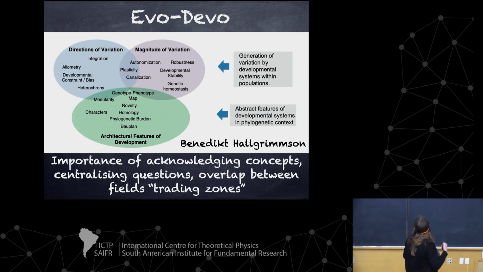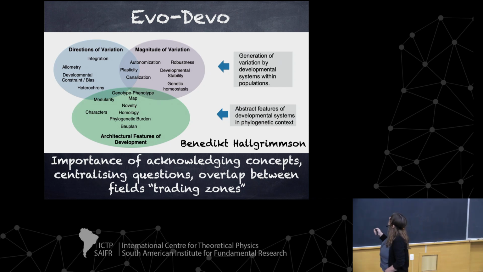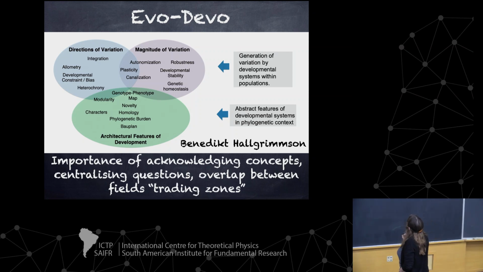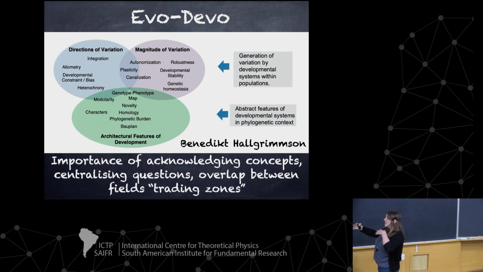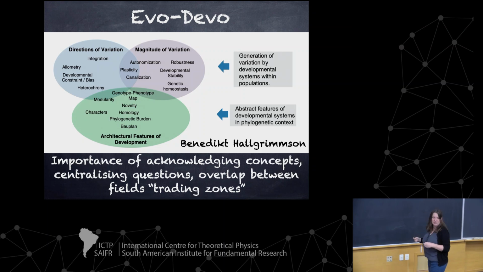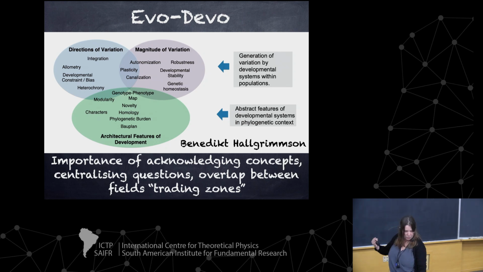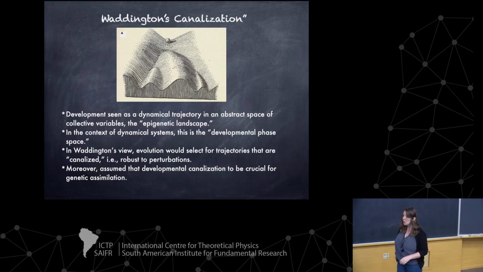And so he has this idea that you have generation of variation by developmental systems within populations. And these are certain terms that you'll see coming forward often, right? And every field will have theirs. But then you have the abstract features of developmental systems in phylogenetic context. But what he says is that fields will have an overlap, an overlap of terms that we use or that we have some type of similar sense of. And that's what he calls the trading zone. That's where we can actually communicate with one another and actually grow, right? Learn something. So one of those words which were up there was called canalization.